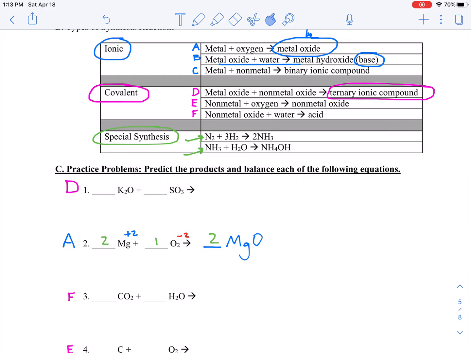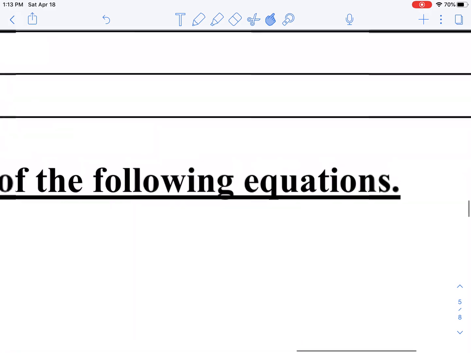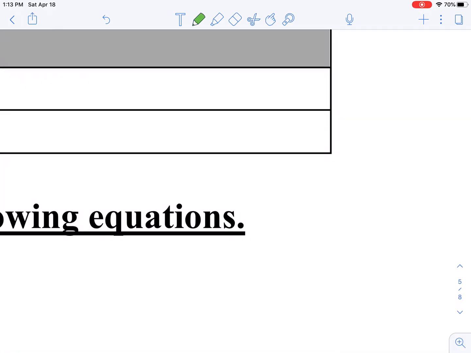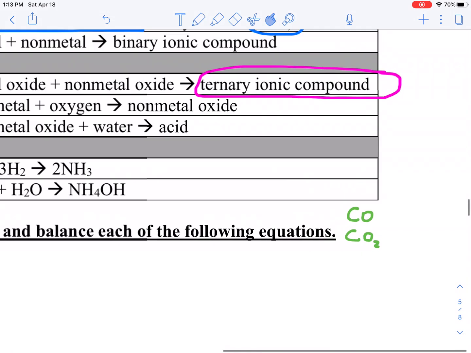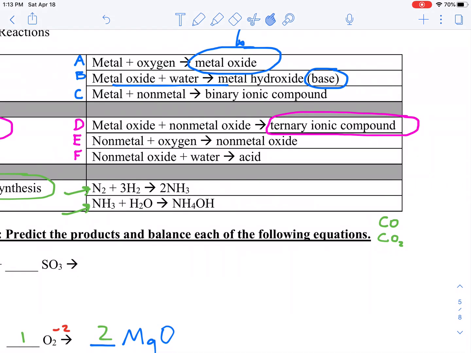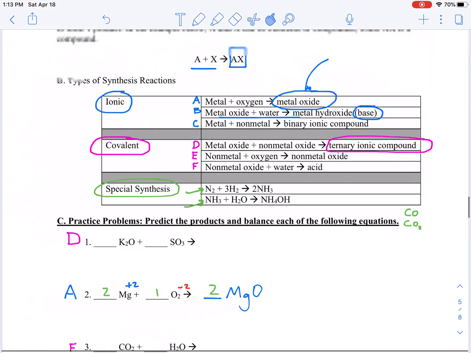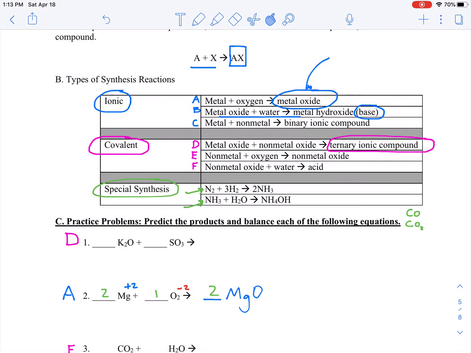Nonmetals and oxygen don't always come together well, right? So for instance, you know that the compound CO exists. You know that the compound CO2 exists, right? So there's no real way just to predict which one of those is going to happen in a compound without doing some tricky things. So what I'm going to show you here is a bit of a shortcut.